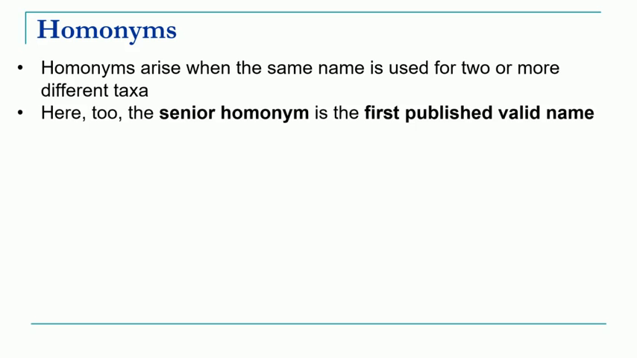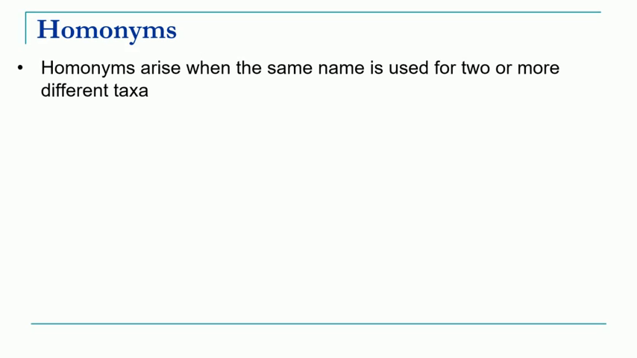So now let's understand the second terminology, that is homonyms. If the same name is used for two or more different taxa, then it is called homonyms. So here we should understand the difference between synonyms and homonyms. In synonyms, different names are used for the same taxon, but here the same name is used for two or more different taxa. Taxon here means it can be a name given to the family and genus.